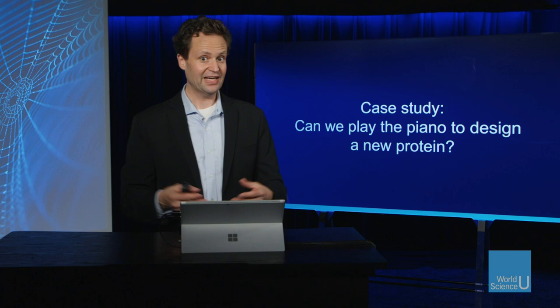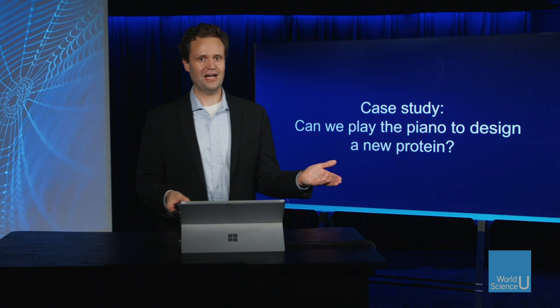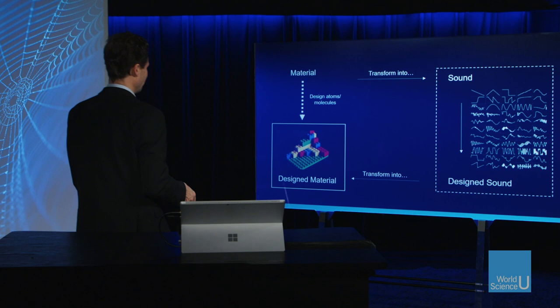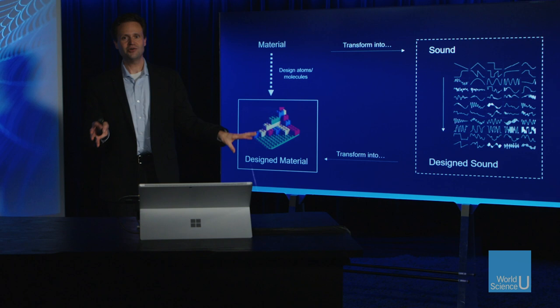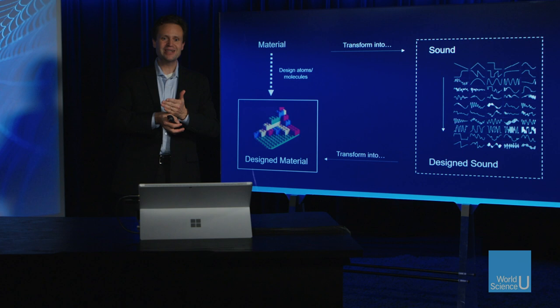So the question is, can we use sound as a way of designing new proteins or new materials in general? And the way I like to introduce this idea is the following. All the things we've talked about so far in modules 1, 2, and 3 was to use a material and to think about atoms, placing the atoms, and organizing the atoms, organizing amino acids, and designing materials like Lego pieces. We've invoked Lego a couple of times, and this is a great model for materials because we have building blocks and we can put the building blocks together in different ways. And this is what creates different kinds of materials.